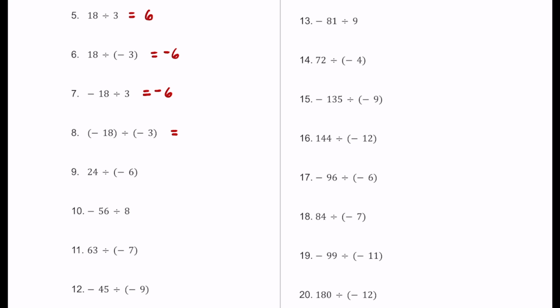18 divided by 3 is just 6, but we have the opposite of the opposite, so again, the opposite of the opposite is going to cancel out here, and so we just get positive 6. Or think back to earlier that a negative divided by a negative is always positive.